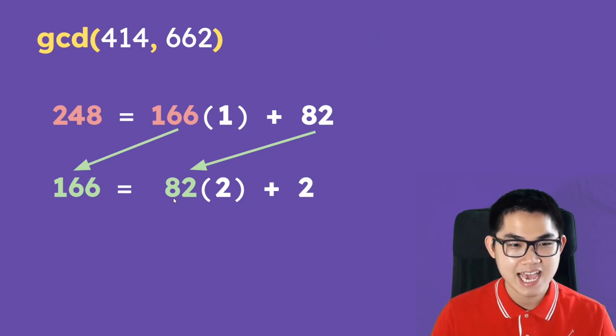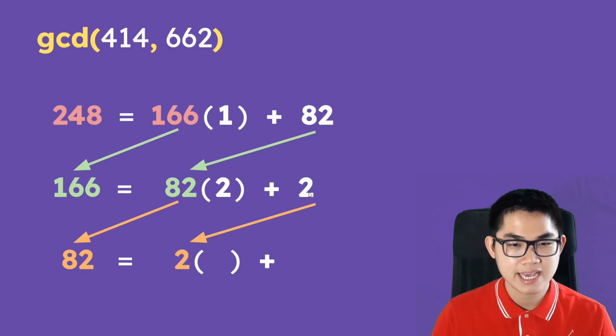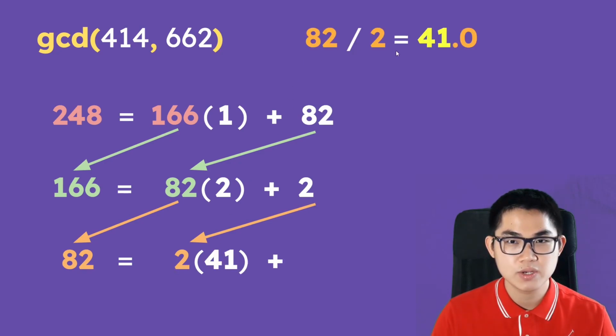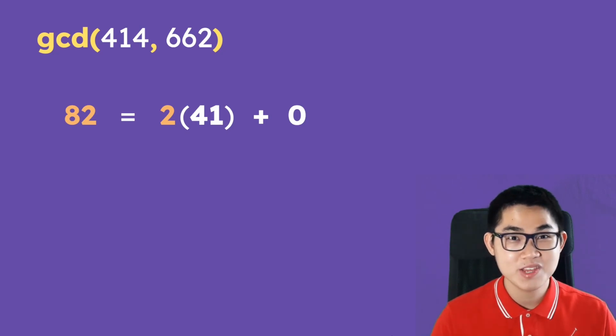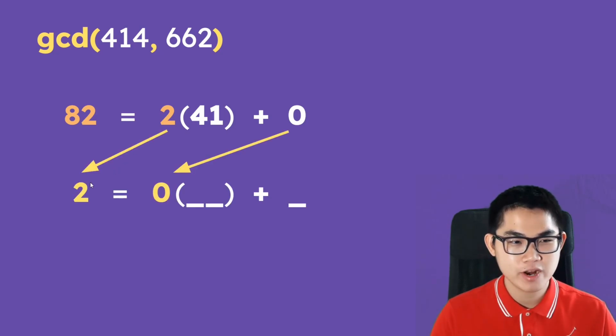And again, take 82, put it down here, take this number 2, put it down here, and then 82 divided by 2 is equal to 41.0. So take 41, put it into the bracket, and then find the remainder, and it turns out that the remainder will be 0. At this point, you can stop here, but there are some teachers who want you to write one extra line. Take the number 2, put it down here, take the number 0, and put it down here.